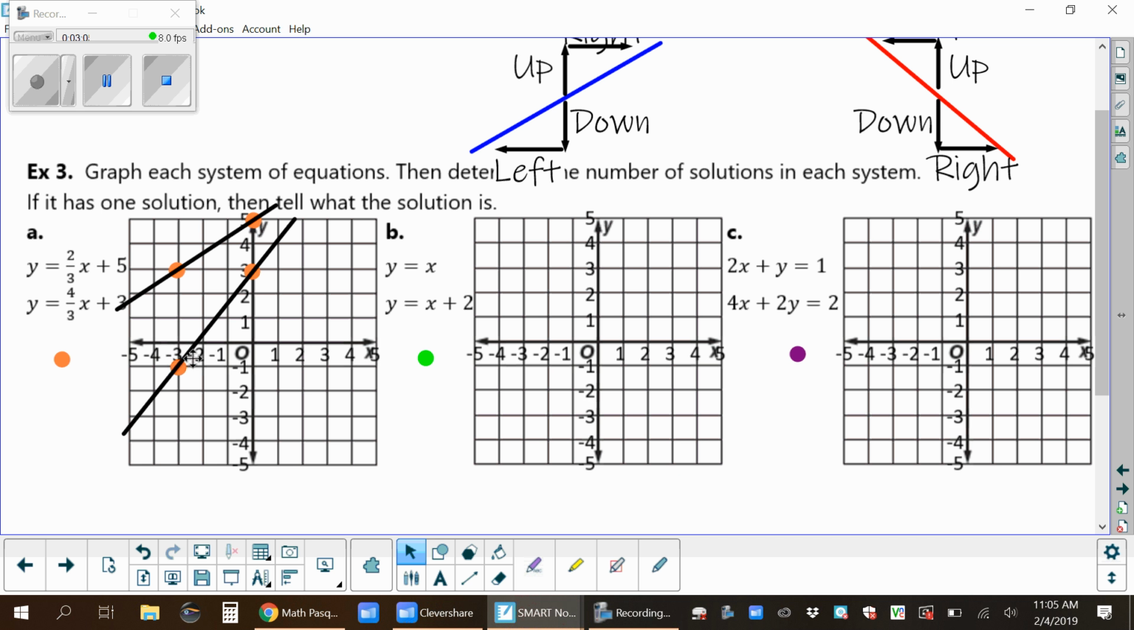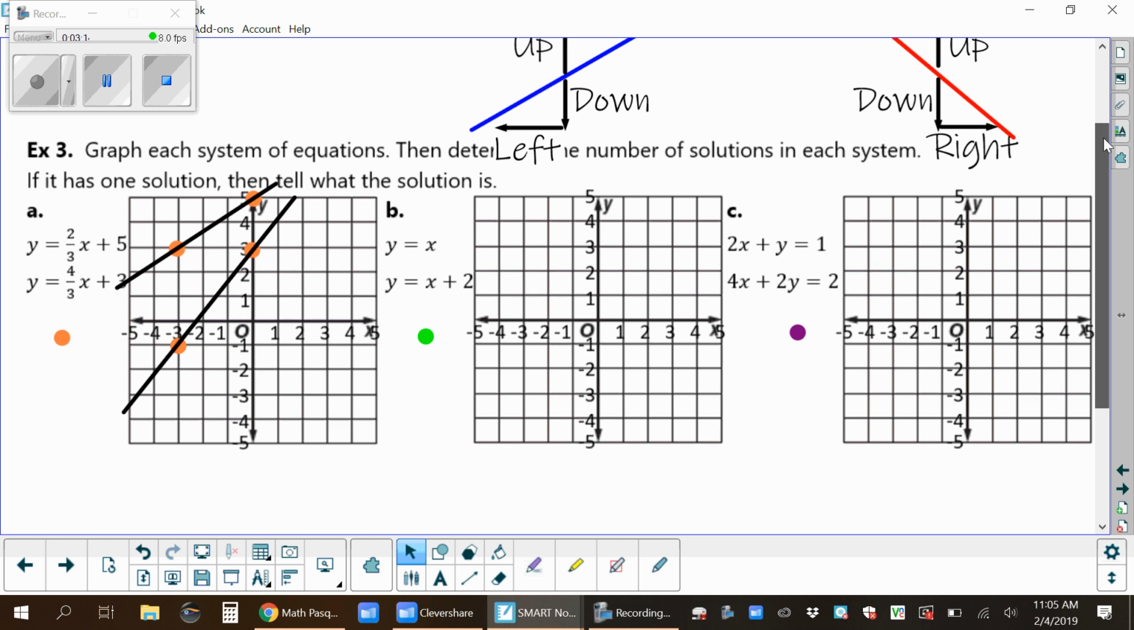So the purpose of this example is just to show you that just because you can't see where the lines intersect doesn't mean that they don't intersect. The intersection is just off the graph. So this is 1 solution, and then I'm just telling you that the answer is 3, 7. Obviously, if this happened on your paper, then you wouldn't be able to tell what the answer is. You would just write 1 solution.